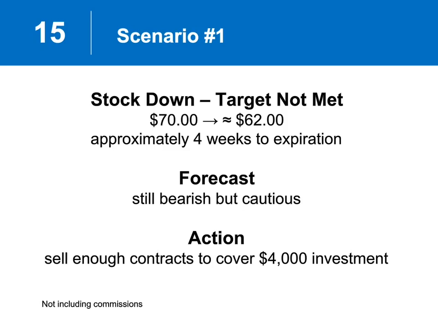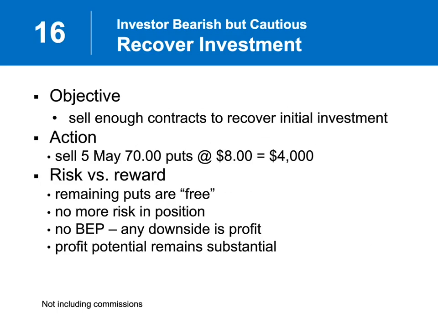So we are still bearish, but a little bit cautious because we've already seen a lot of this move, and of course, time is passing by. So we've been right in our forecast, and now how do we manage our investment? Well, because we've been right and these options have increased significantly in value, we decide we want to sell enough contracts to cover the $4,000 investment.